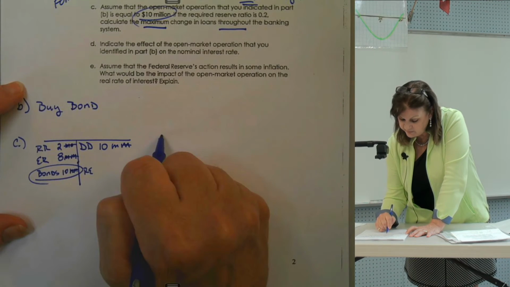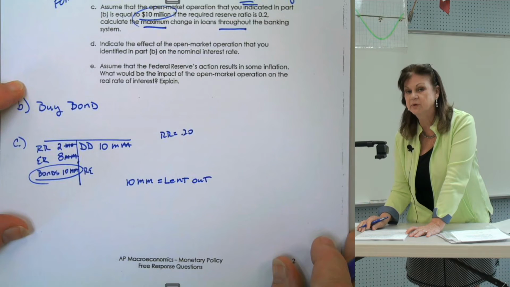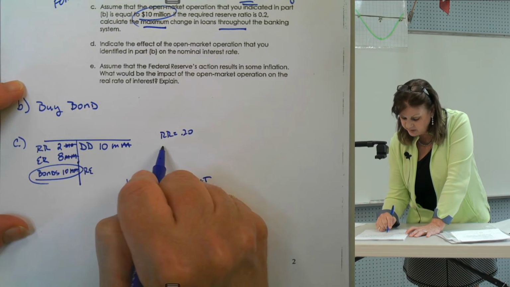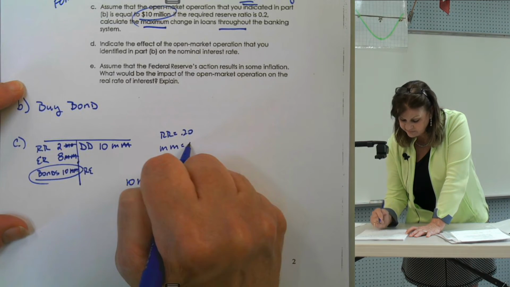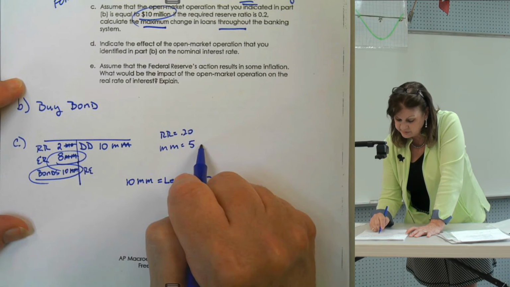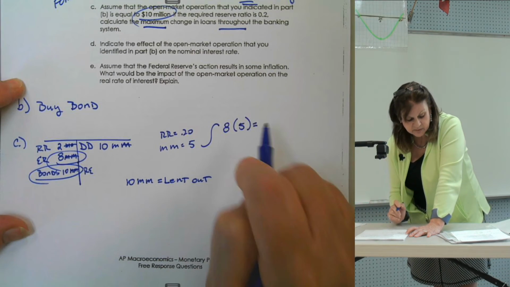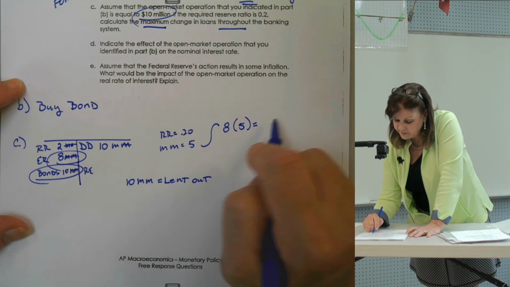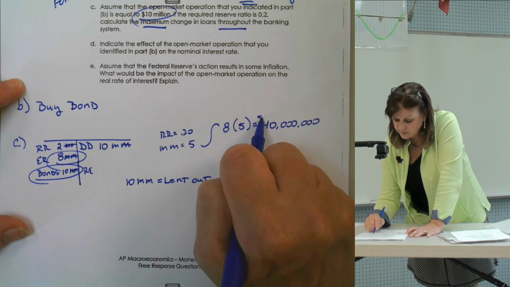So, now think about this again. If my required reserve is 20%, right? How many times will 20 go into 100? That means my money multiplier is going to be 5. So we can lend out $8 million times the money multiplier of 5. So the banking system can create $40 million.